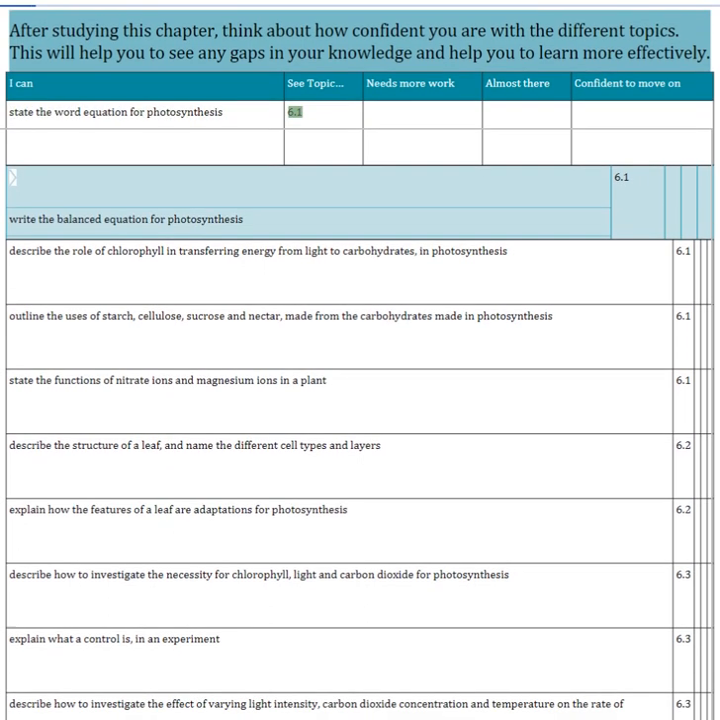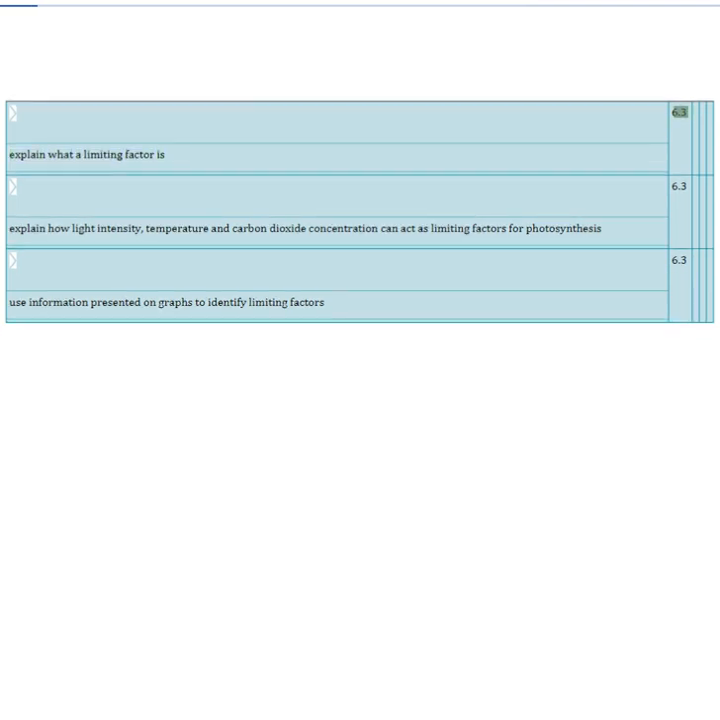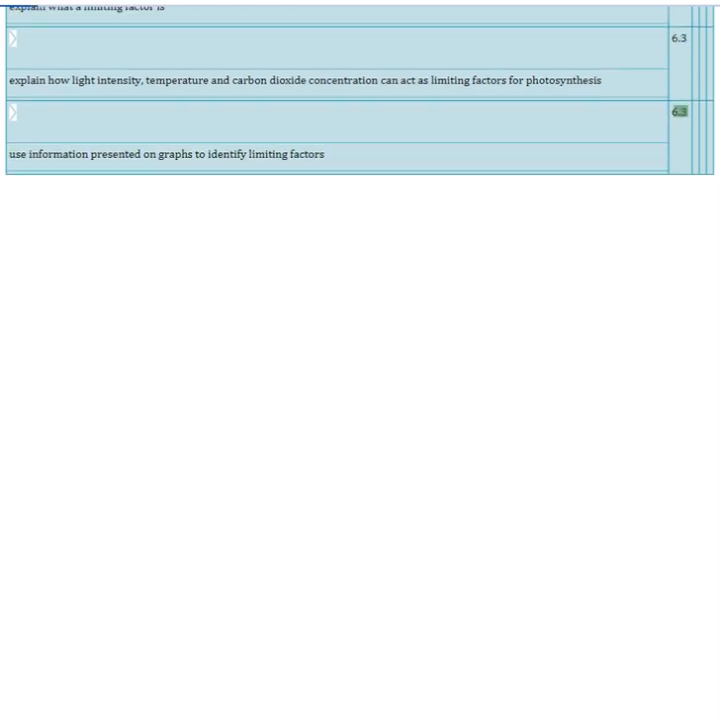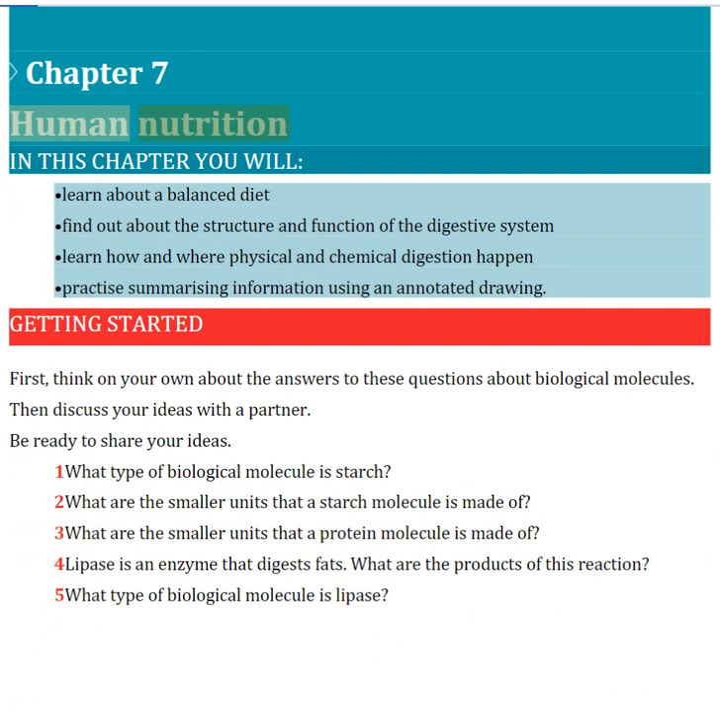6.1. Explain what a limiting factor is. 6.3. Explain how light intensity, temperature, and carbon dioxide concentration can act as limiting factors for photosynthesis. 6.3. Use information presented on graphs to identify limiting factors.